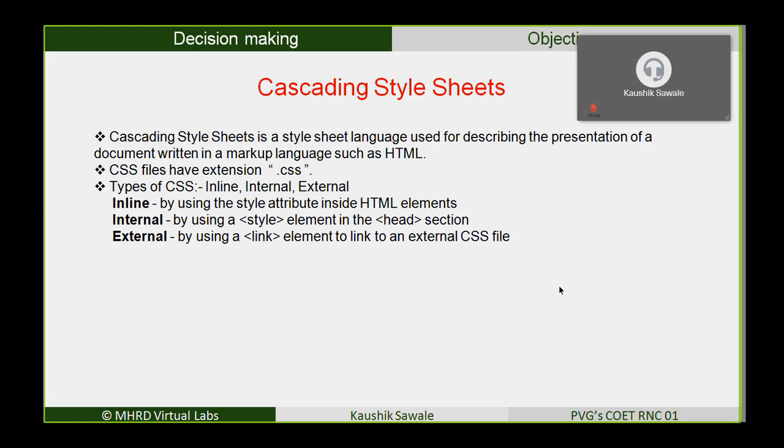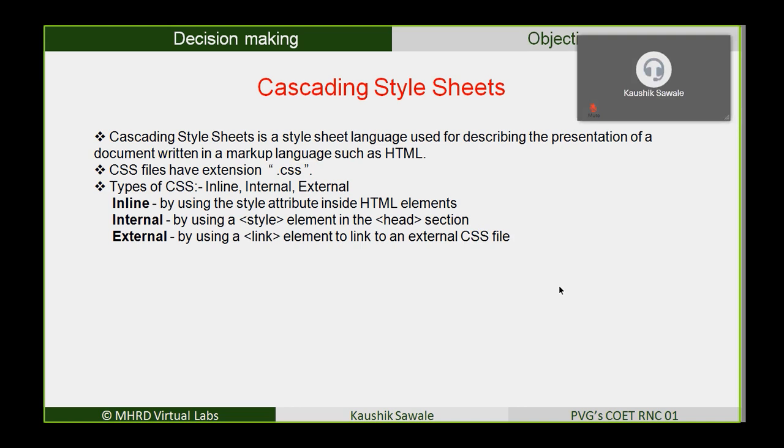There are three types of CSS: inline CSS, internal CSS, and external CSS. Inline CSS is done by using the style attribute inside HTML elements. So the elements are like the tags which I mentioned earlier. So I give the attribute style inside the body tag, and I style however I want. I can change the color of it, the font of it, the font size of it, anyhow as I like.